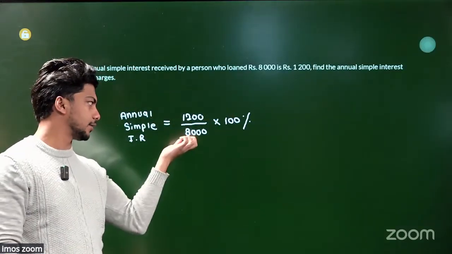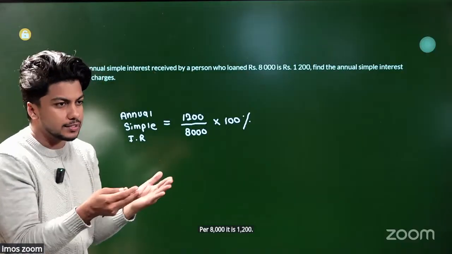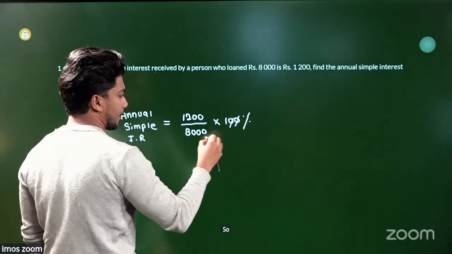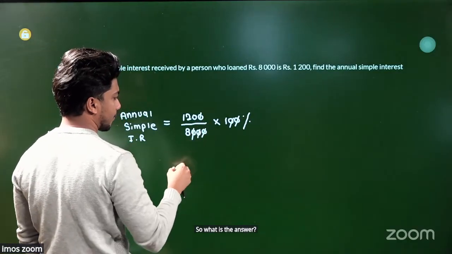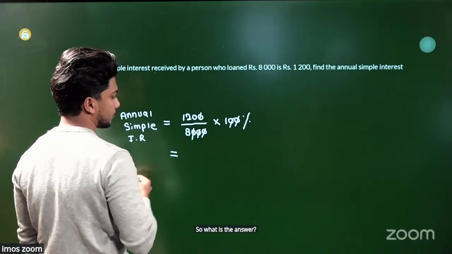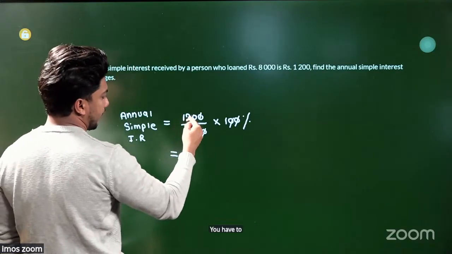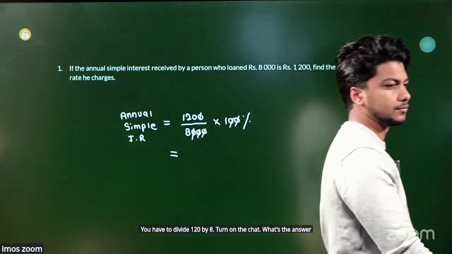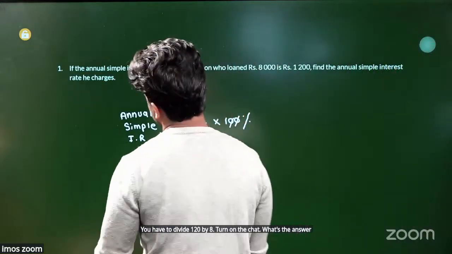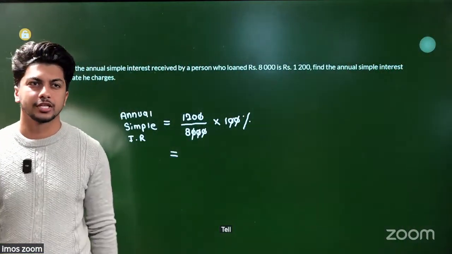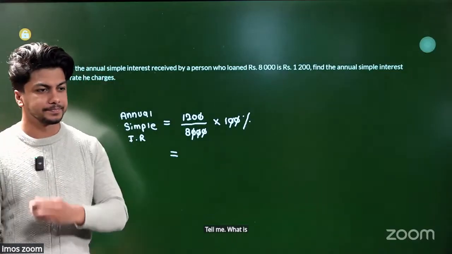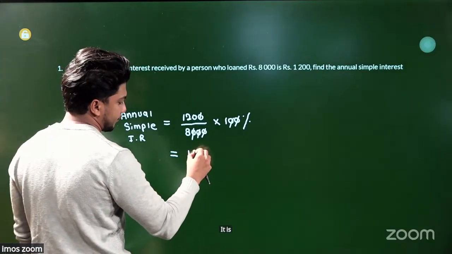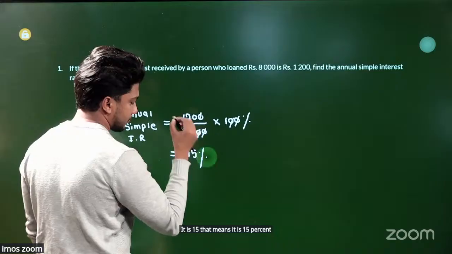Per 8,000 it is 1,200. So how much is it for 100? So what is the answer? You have to divide 120 by 8. Turn on the chat. What's the answer? Tell me. What is the simple interest rate? It is 15. That means it is 15%. So this is the answer.